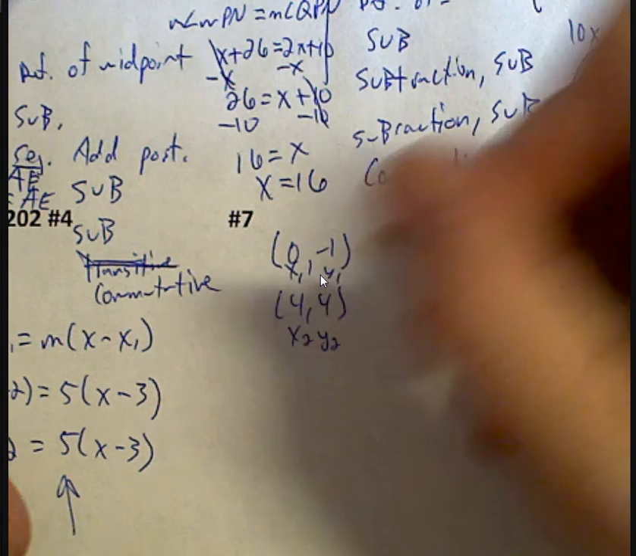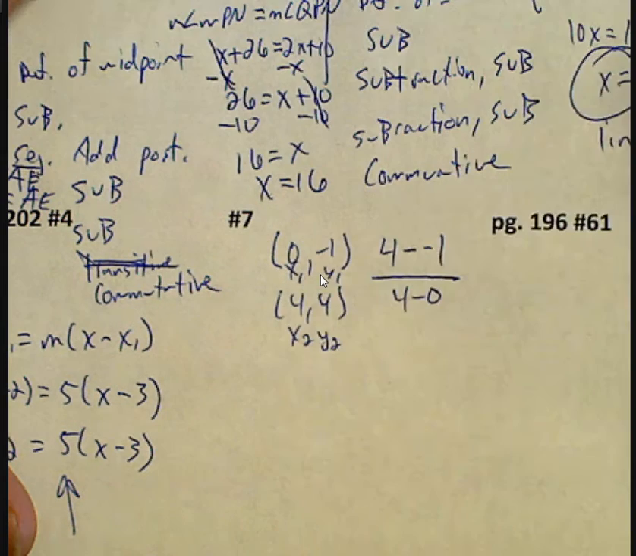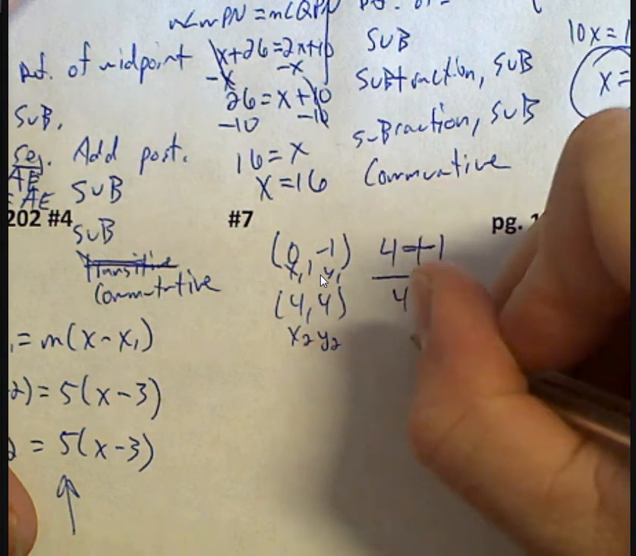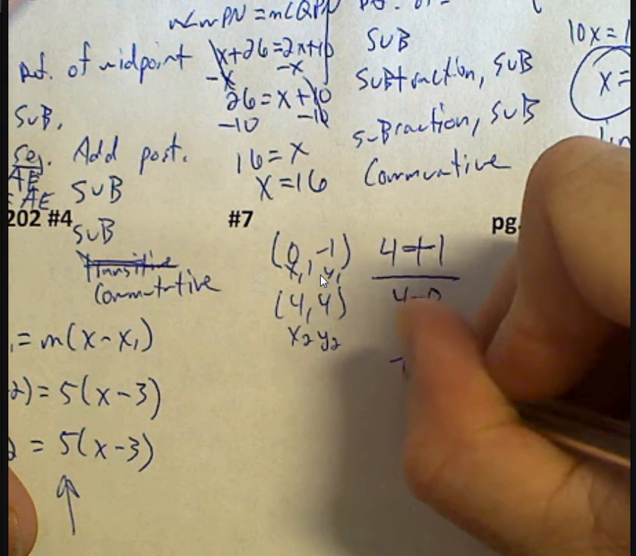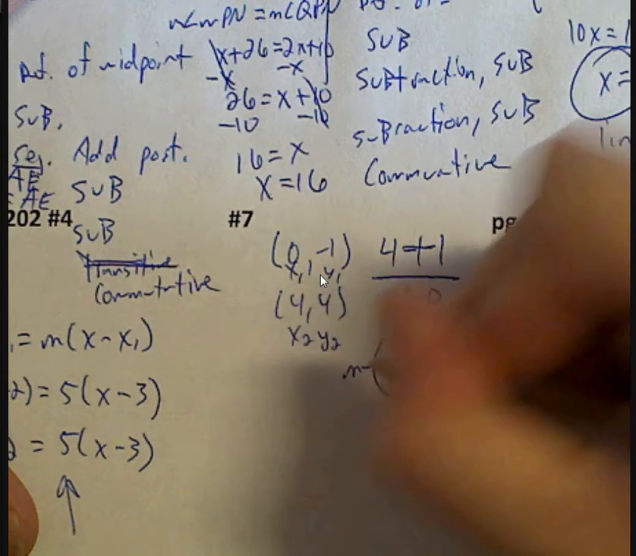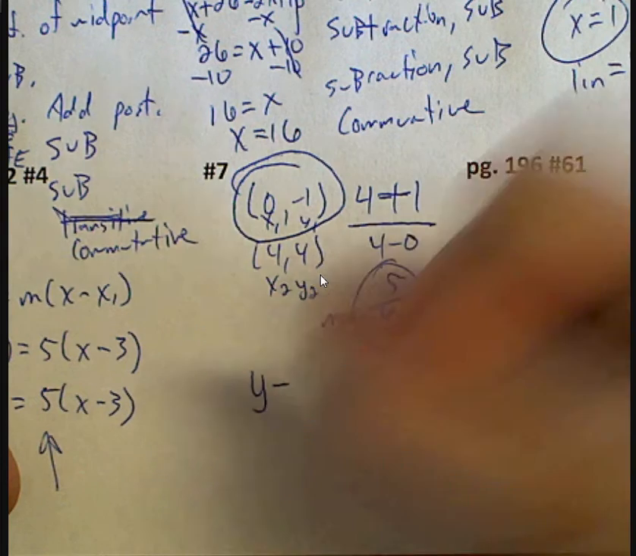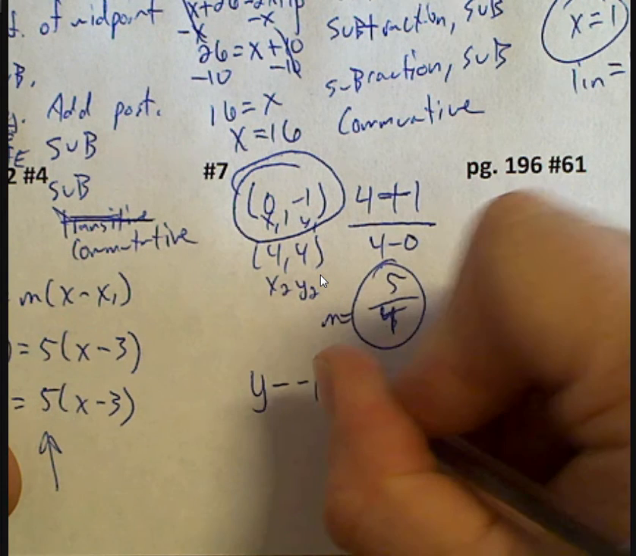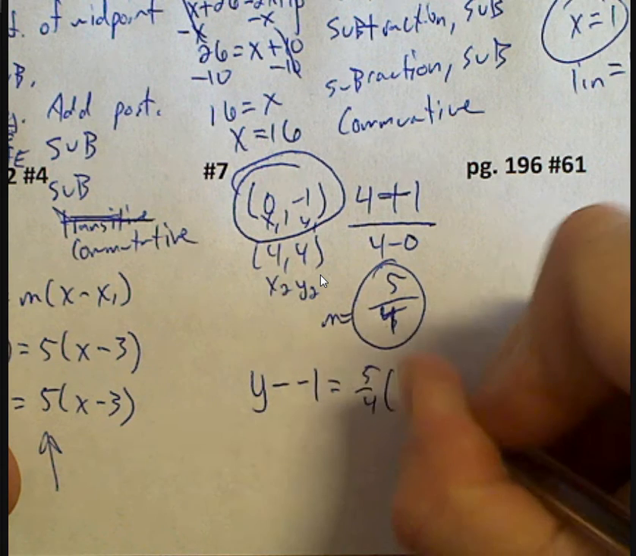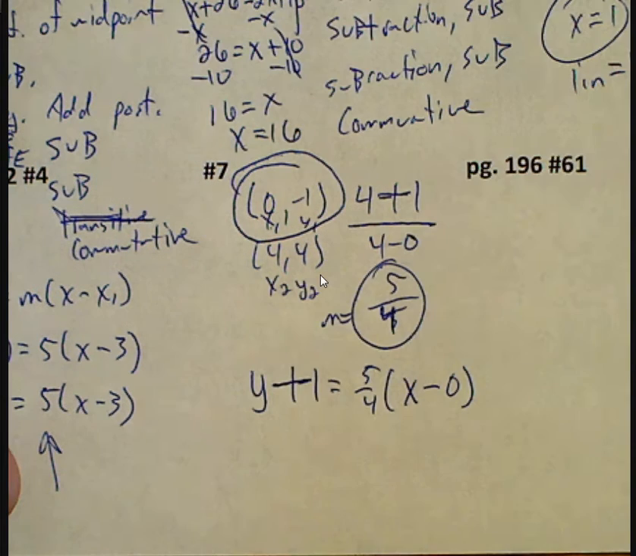Before I can plug into point-slope form, I have to get the slope. So my slope would be 4 minus negative 1 over 4 minus 0. That would be 4 plus 1 is 5 over 4. So I know my slope is 5 over 4. So for my point-slope, this is my m, and let's use this point as my x1, y1. Y minus y1, negative 1, equals my m, 5 over 4, times x minus x1, which is 0. This is really y plus 1. That's in point-slope form.